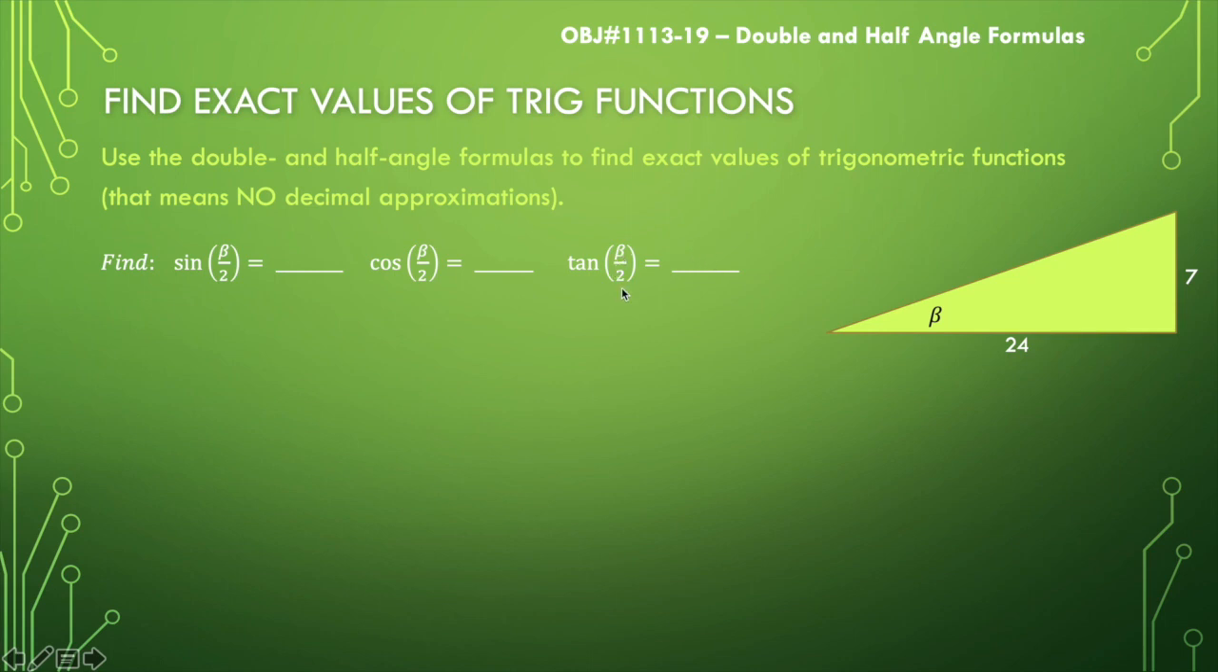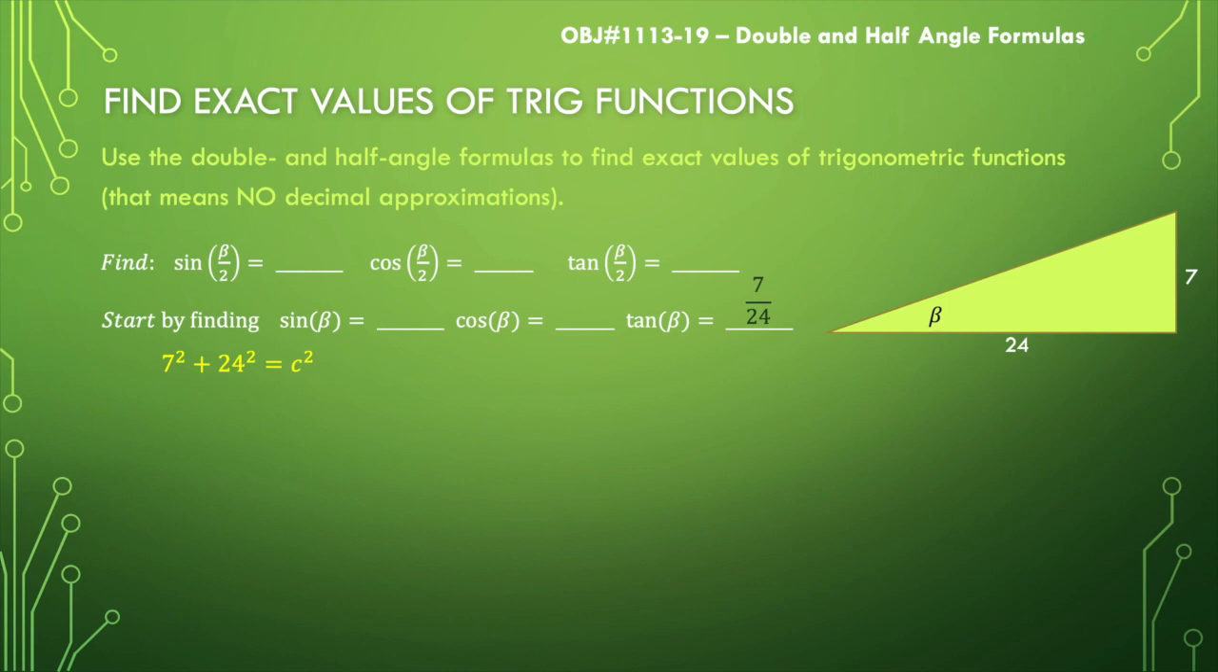All we know is we have this right triangle where we're trying to find the exact values of half of angle beta. Again, we start with finding the trig functions of beta: sine of beta, cosine of beta, and tangent of beta. Of these three, we know immediately that tangent of beta is going to be 7 over 24. Then we solve for what we're missing.